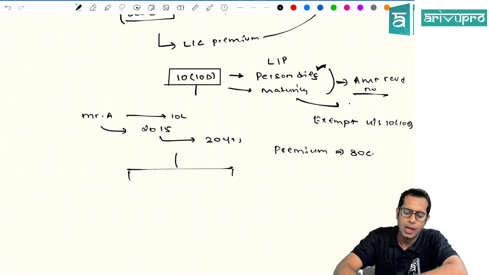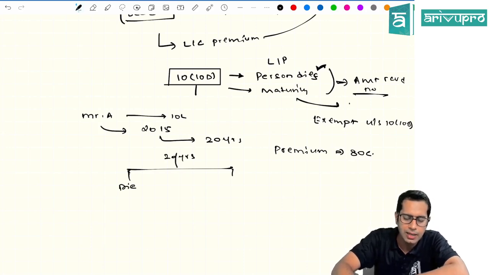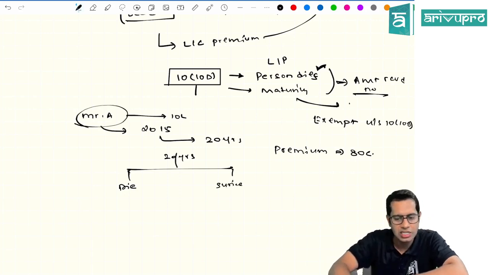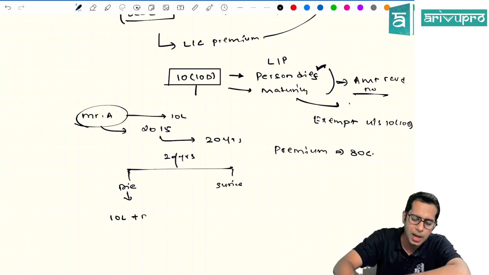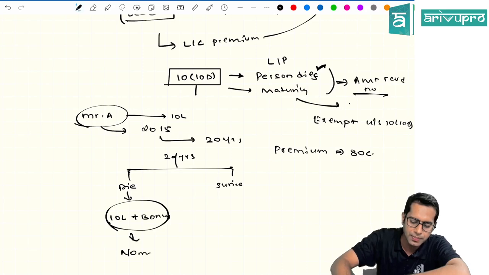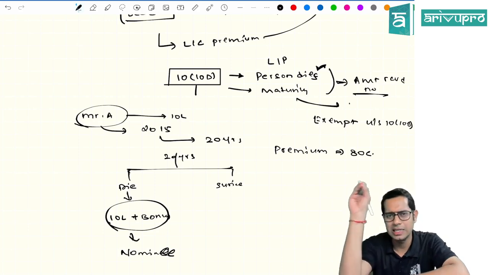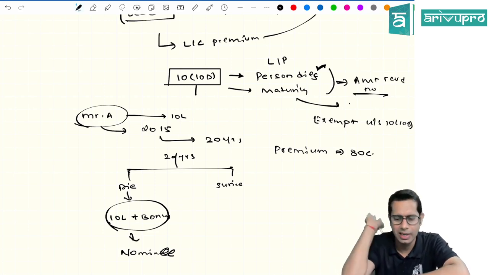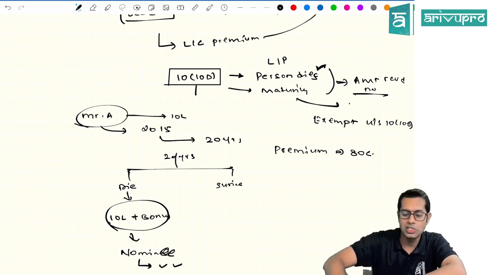It is correct. Now, two possibilities are there in this 20 years period. This person can either die or he can survive. Meaning Mr. A can die during this 20 years period, or he can survive this 20 years. If he dies, then the 10 lakh rupees plus some extra amount, which is bonus, will be given to whom? The nominee. Nominee in the sense, whoever Mr. A says you please give this money to this person, that person will get this 10 lakh rupees, and therefore that amount which he is going to get is exempt.